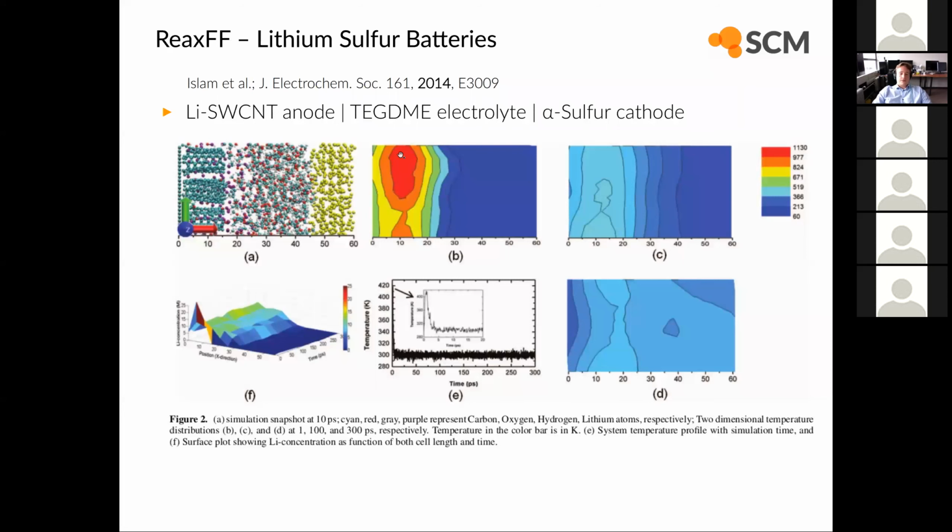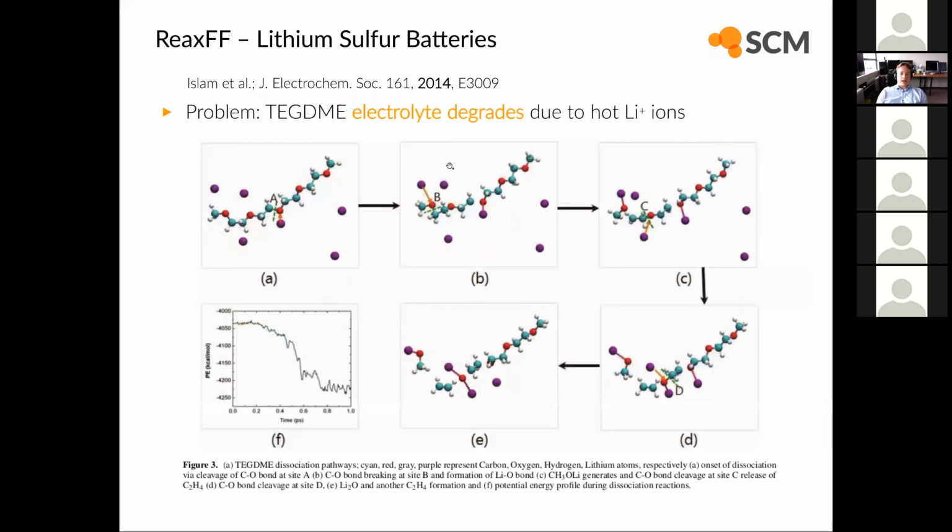And what they found was that in the beginning of the discharge process, especially on the side of the anode, the lithium ions are very hot. And they are then able to reach the electrolyte material. And because they have such high energies, they then induce a chemical degradation process, as shown here. They were even able to map out this chemical reaction path, how that exactly happens. However, the main problem is now understood. Basically, the lithium ions collide with the electrolyte molecules and induce their decomposition.